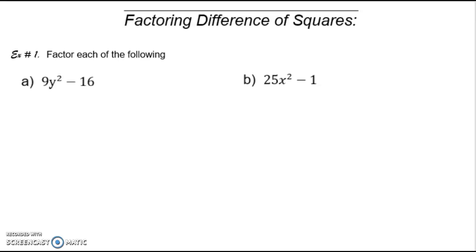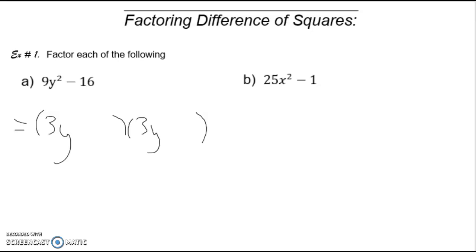So for the first example, I'm going to put my equal sign. And what I do is I open up 2 brackets. And from there, I look at my first term, 9y squared. The square root of 9 is 3. And the square root of y squared is y. Okay, so the square root of 9y squared is 3y, so I can write 3y in the first one, and then I write 3y in the second one.